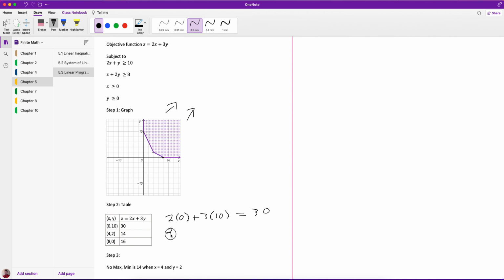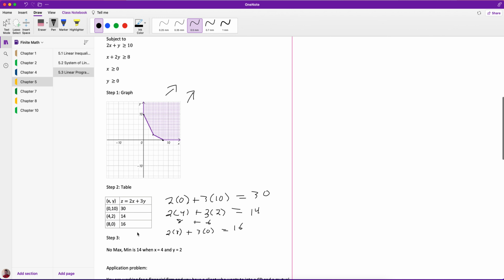Same thing, 2 times 4 plus 3 times 2. Look at my table quick, because I'm putting them into the equation. 2 times 4 is 8. 3 times 2 is 6. I add them together and I get 14. And then finally I do the last problem, 2 times 8 plus 3 times 0, which gives me 16.